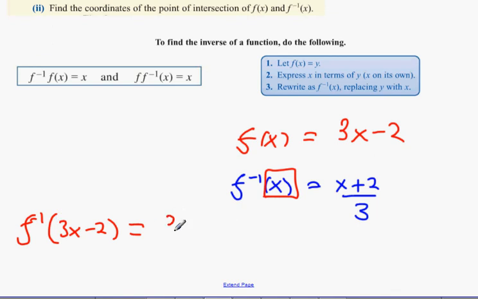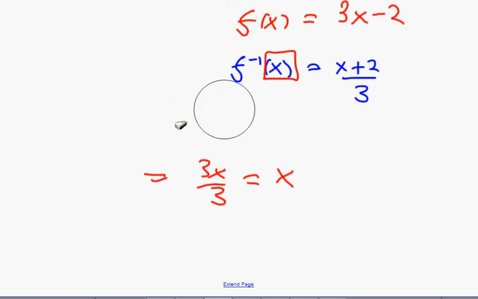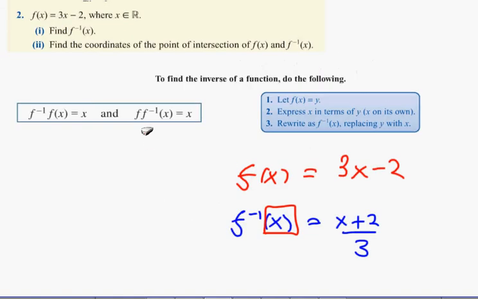So it's going to be 3x minus 2 plus 2 all over 3. And we're going to get 3x over 3, which is x. That worked, didn't it? Let's try the opposite way around. Let's try doing f of the f inverse, okay? So f of the f inverse.